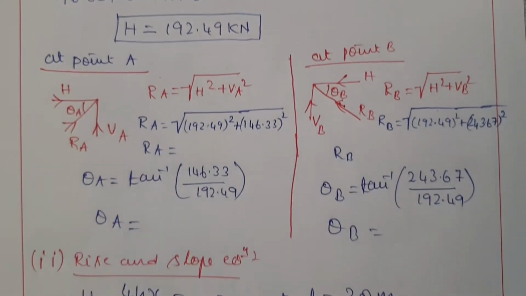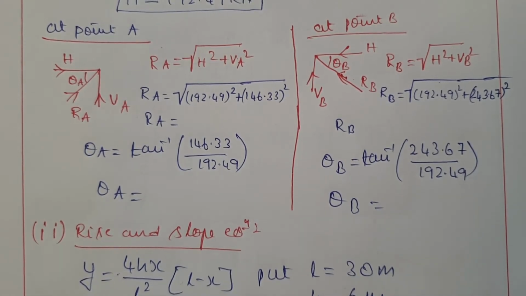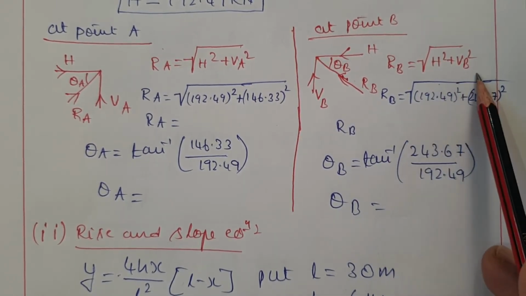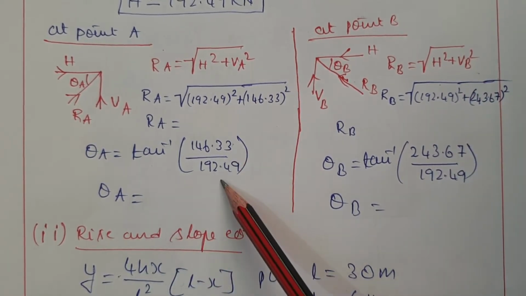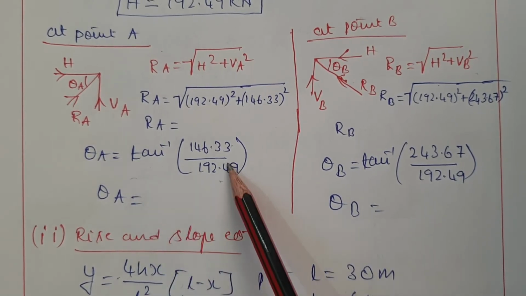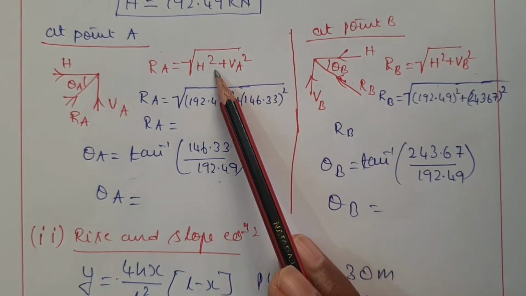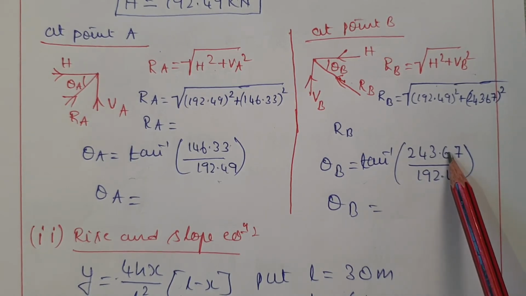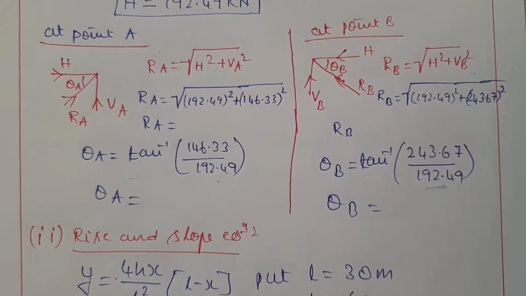You have to calculate their resultants, that is RA and RB. We have a formula for the resultant: RA will be equal to root of H square plus VA square, and RB will be equal to root of H square plus VB square. And we know the direction: we have a formula, tan inverse of vertical by horizontal. At point A, vertical is VA and horizontal force is H. Similarly, at point B, vertical force is VB and horizontal force is H. So you can substitute the values directly and you will get the result.